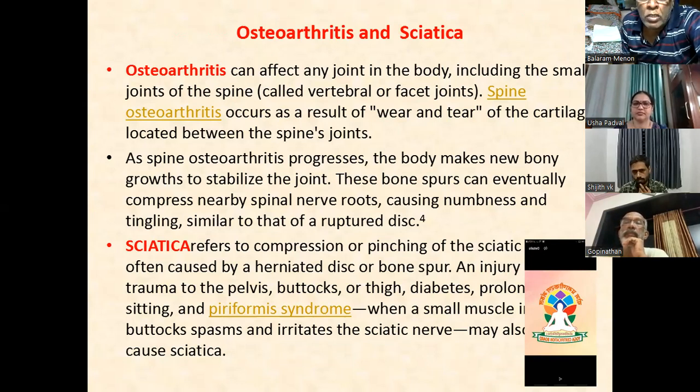Arthritis can affect many joints, including the small joints of the spine. Spine arthritis occurs as a result of wear and tear of the cartilage located between the spine joints. As spine arthritis progresses, the body makes new bony growths to stabilize the joint. These bone spurs can eventually compress nearby spinal nerve roots, causing numbness and tingling similar to that of a ruptured disc. How many spinal nerves are there?